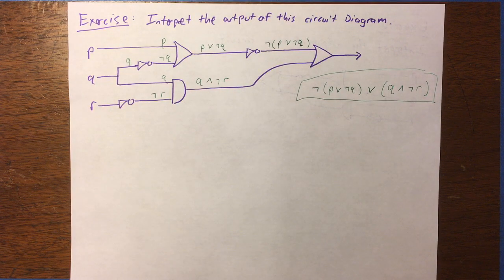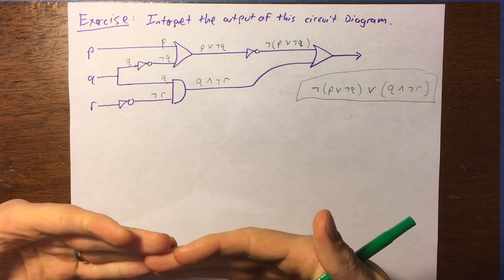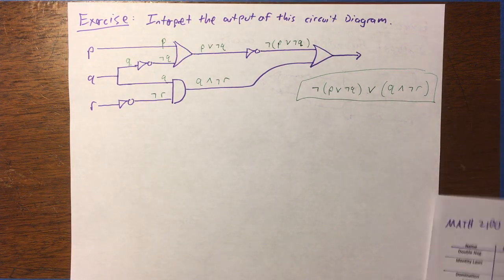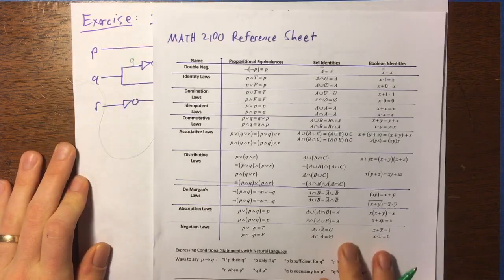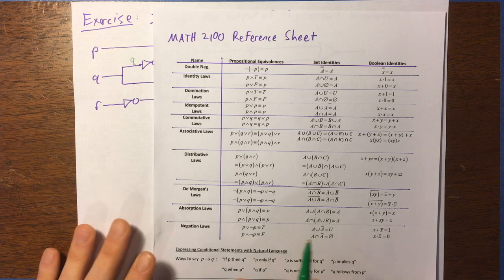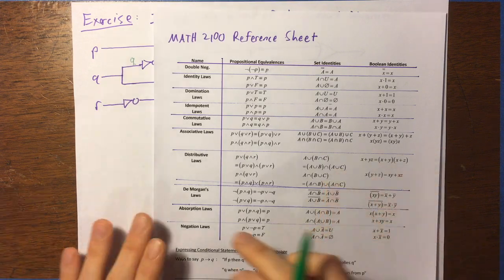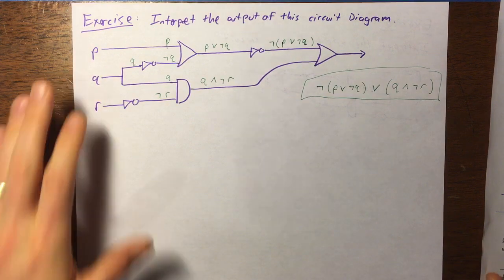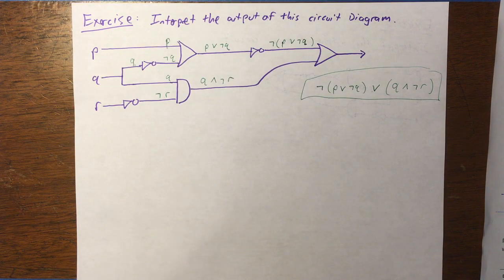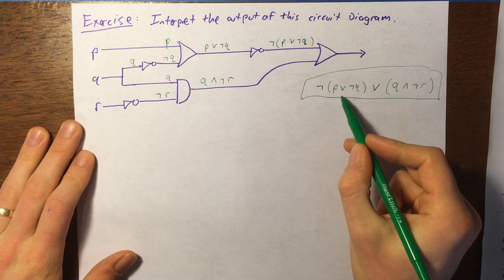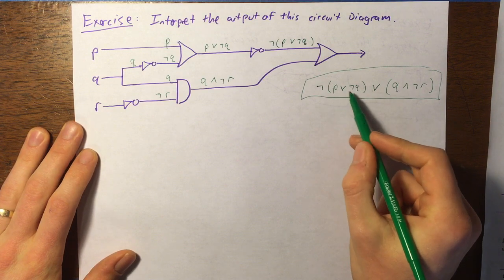Now, the question I want to ask next is, can we simplify that? Can't we perhaps apply some of our propositional equivalences from the reference sheet to algebraically simplify it down? In particular, we might want to do something with De Morgan's law right here. So we have the negation of P or not Q.